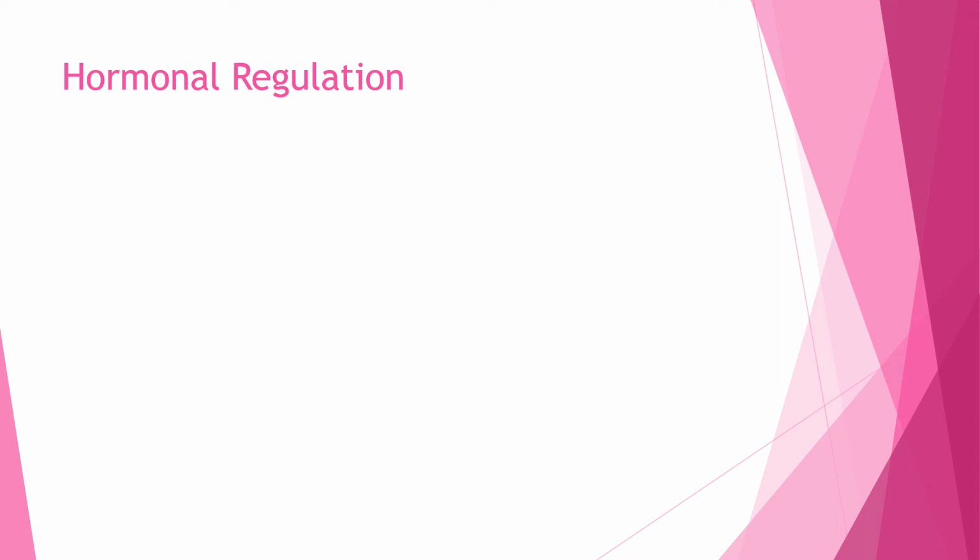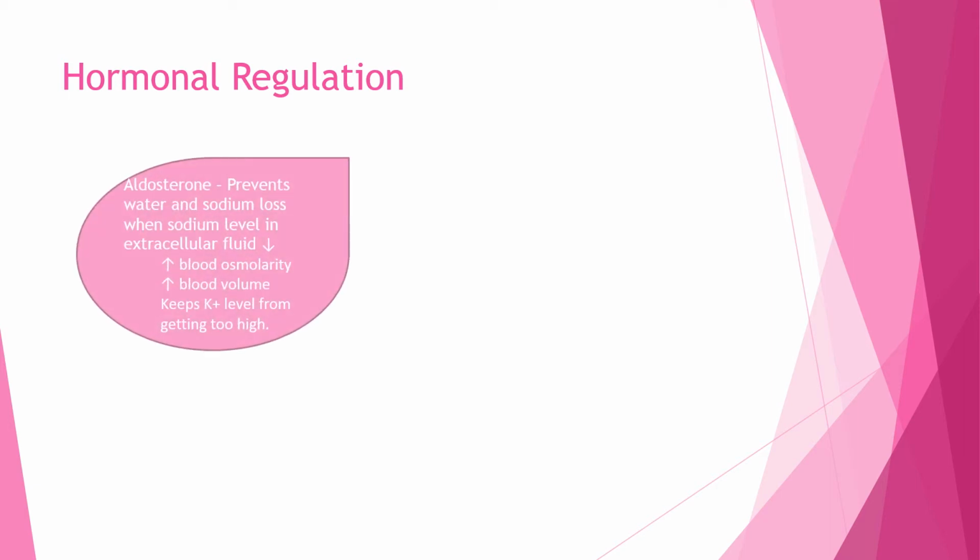The endocrine system helps control fluid and electrolyte balance. Three hormones that help control these critical balances are aldosterone, antidiuretic hormone, and natriuretic peptide. Let's discuss aldosterone first. Aldosterone is a hormone secreted by the adrenal cortex whenever sodium levels in the extracellular fluid are decreased. It's also responsible for preventing both water and sodium loss.